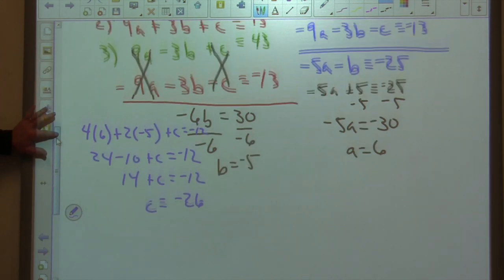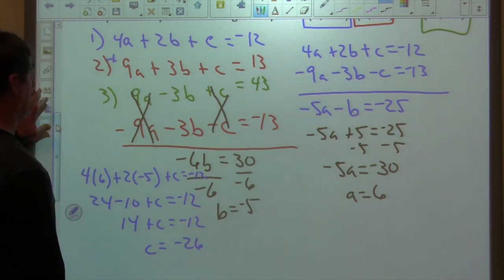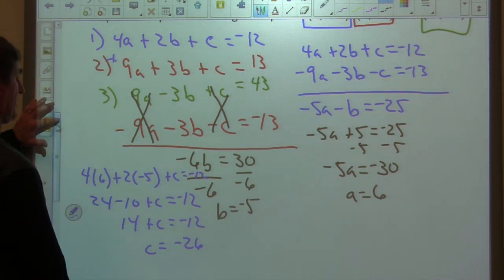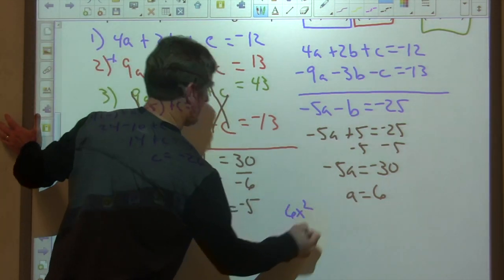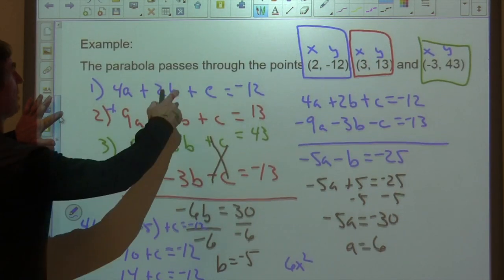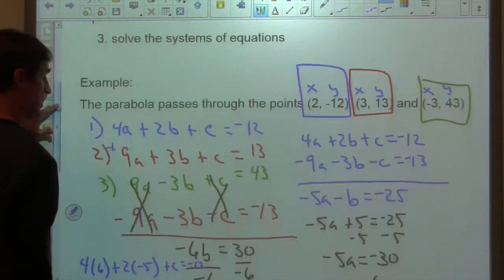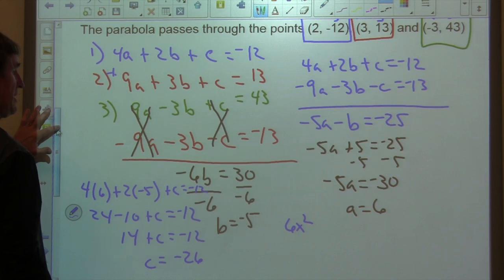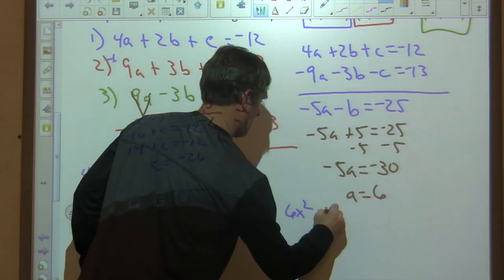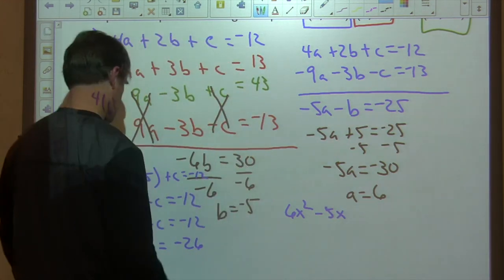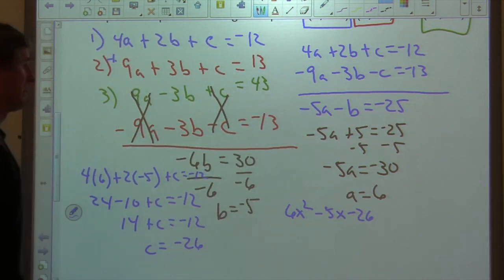So if we did that right, we now have an equation. a is 6, so that would be 6x squared, because we're plugging it back into our quadratic. b is negative 5, so minus 5x minus 26 would be our quadratic.